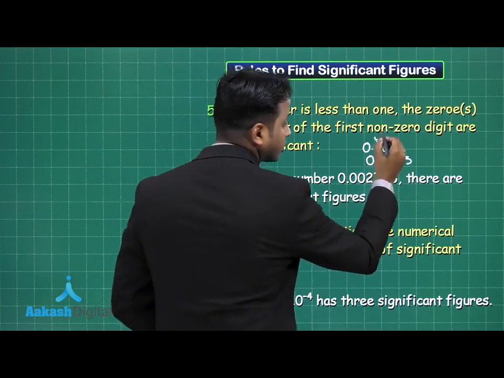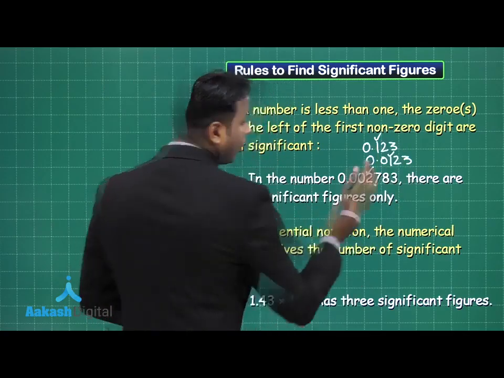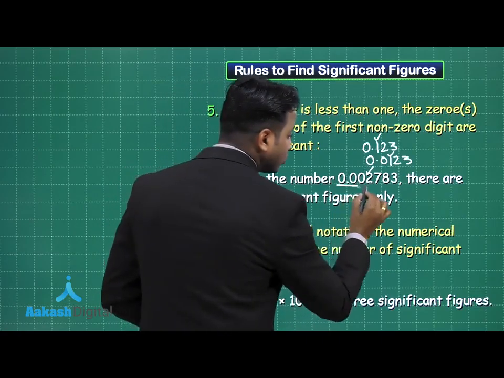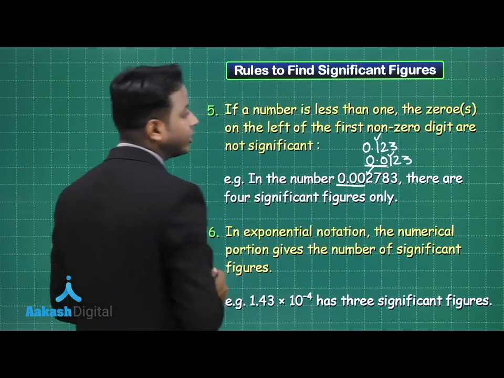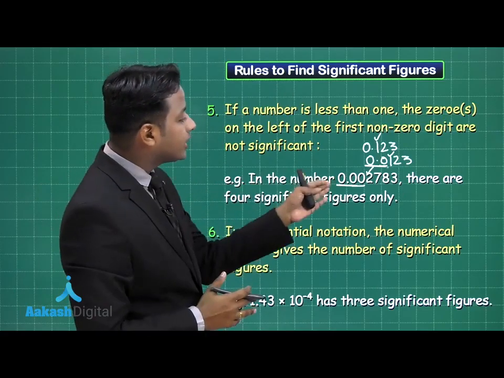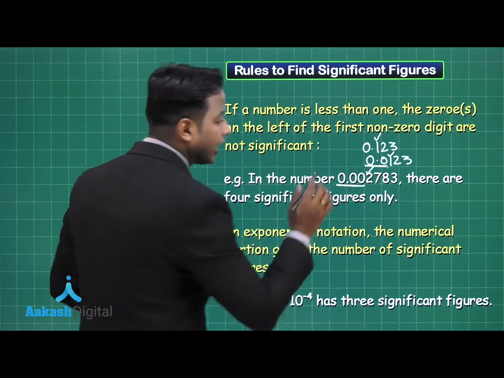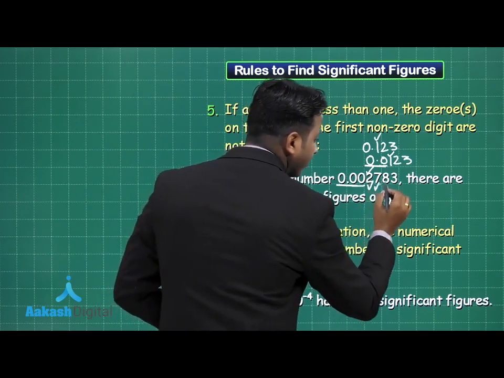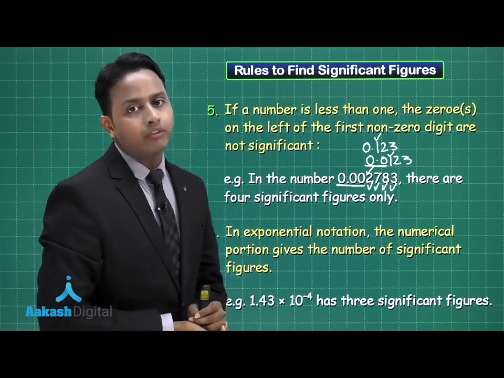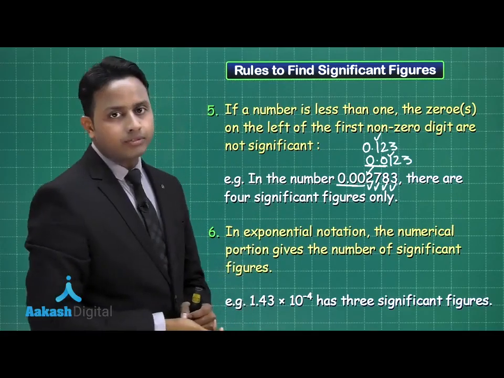So all the zeros after the decimal which are lying on the left side of the first non-zero number. This is the first non-zero number in all these numbers. So the zeros lying on the left of the first non-zero number, like these zeros, this zero, will become insignificant. So that's why in this number 0.002783, I do have only 2783. Only these 4 are the significant figures. I hope the idea is very clear to you.